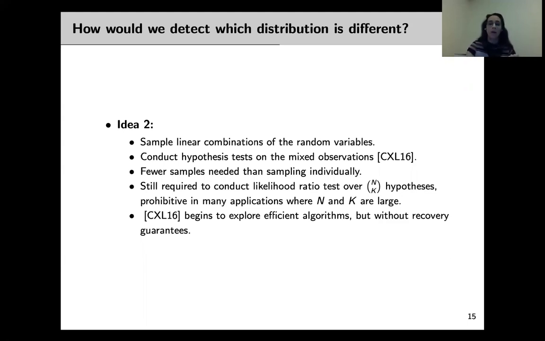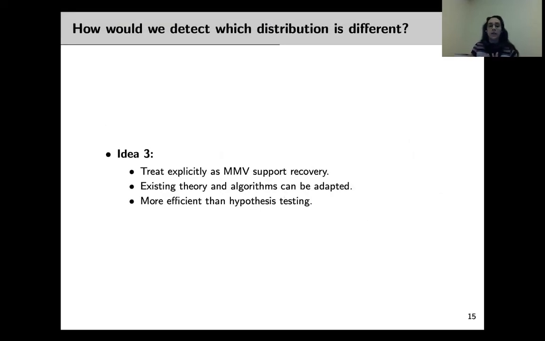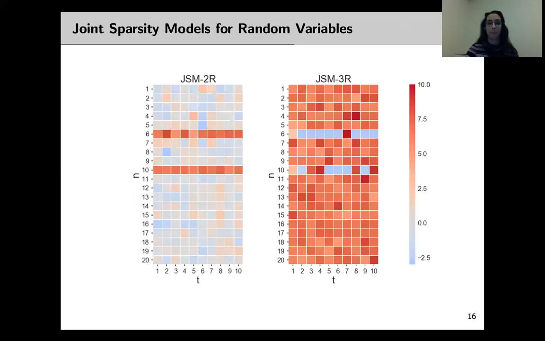And so this paper begins to explore some more efficient algorithms, but they don't give recovery guarantees. So we're going to treat this explicitly as an MMV support recovery problem. MMV was that multiple measurement vector technique that I showed you before. And we're going to see how existing theory and algorithms for the MMV problem can be adapted. And it's going to be more efficient than hypothesis testing.